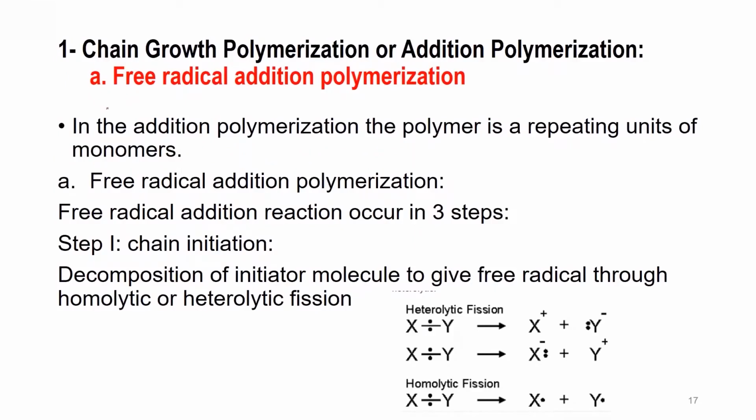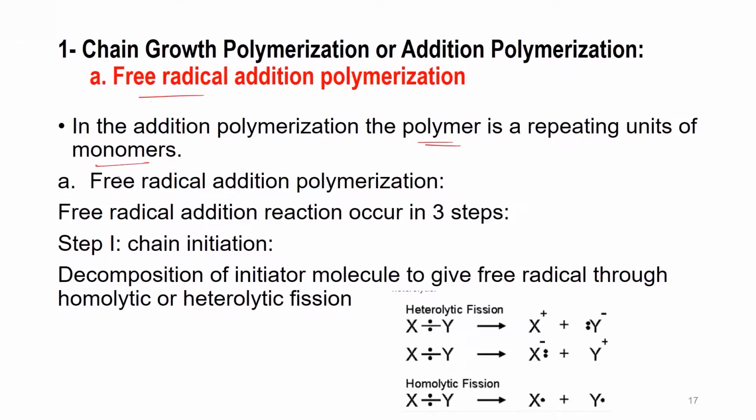Now, free radical polymerization, or what we call free radical addition polymerization, is a subcategory of the chain growth polymerization. From the name, you could see that we will form a free radical that will attack a double bond and form a longer radical. Now, in the addition polymerization, usually the polymer is a repeating unit of the monomers.